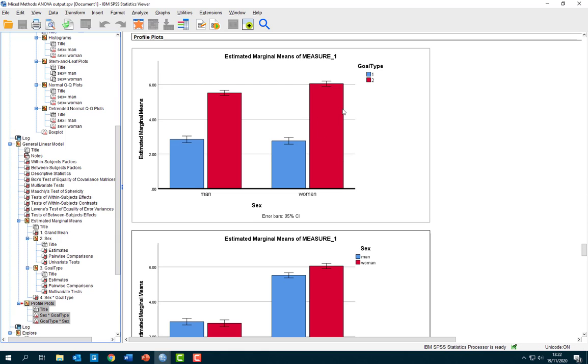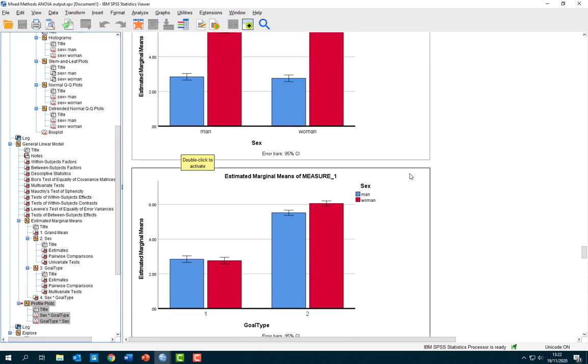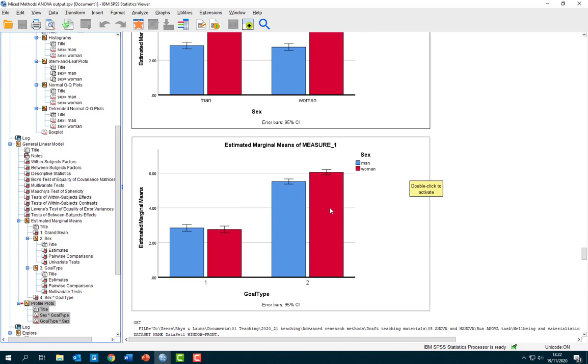So we can see here that there's a big jump between materialistic and non-materialistic goals for both males and females, but actually the bar for the non-materialistic goals is much higher for potentially females. We can see there's a jump here, so that would be evidence of the interaction. But I think it's actually easier to see that pattern here.